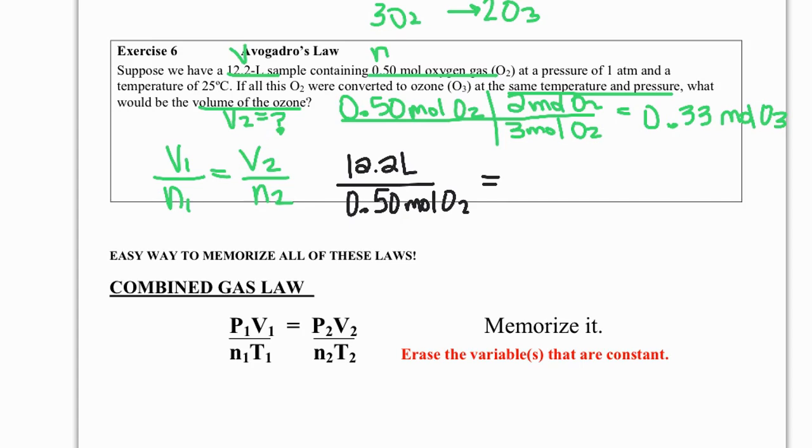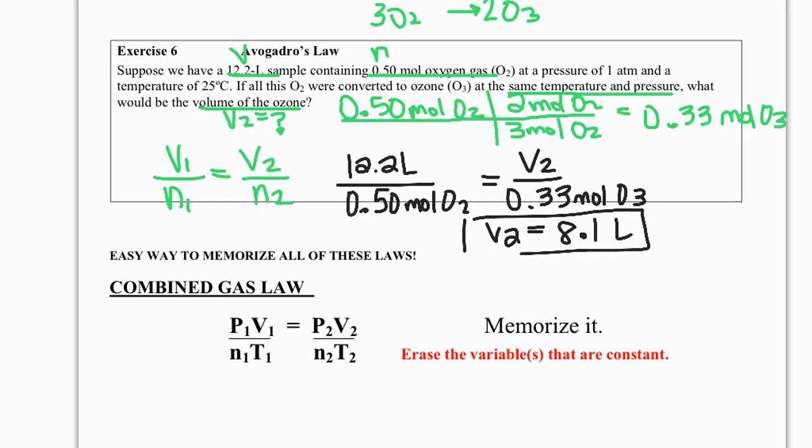Some of those oxygens have been consumed, so we should see a decrease in the volume because we have fewer moles of gas when this happens. So the new volume 2 over 0.33 moles of ozone, when I cross multiply and divide, the new volume should be less than what we started with. We started with 12.2. When you do the math, you should get 8.1 liters. Hopefully you did your algebra right. That should make sense, because if you decrease the moles of gas within the container, the volume of the container should get smaller, as long as it's expandable.